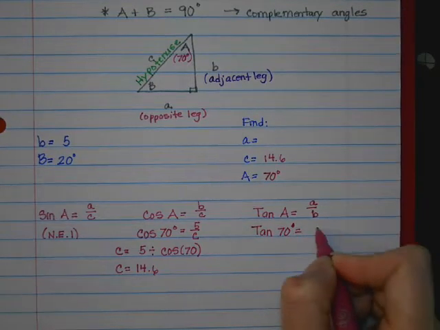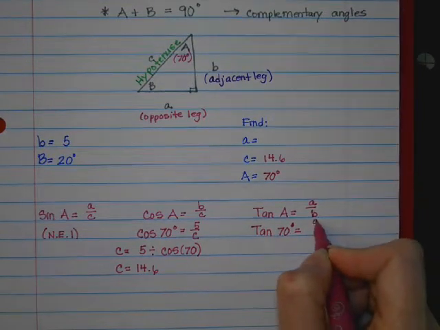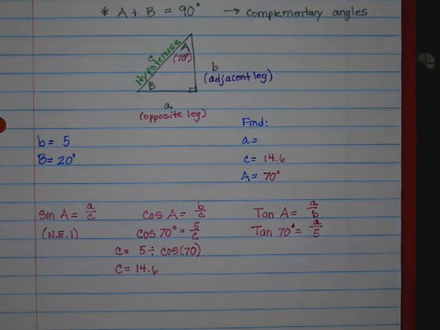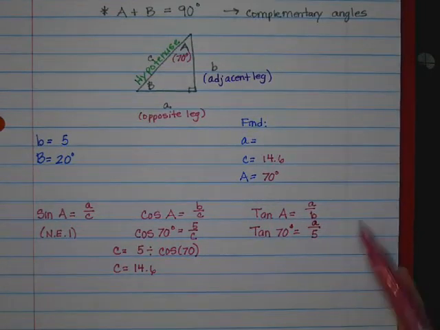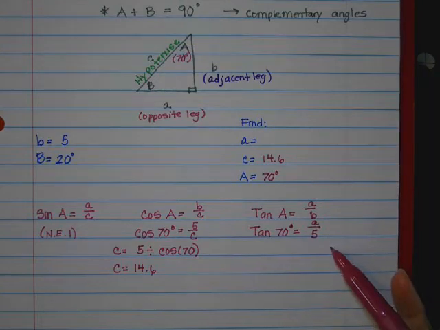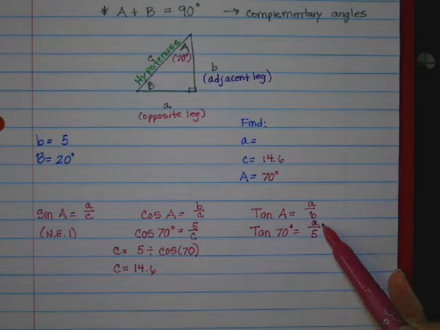And it's going to be equal to little a, which I don't know, over little b, which is 5. So this time, my variable is a. Is a located in the numerator or in the denominator? You're correct. It's located in the numerator. So if the variable is located in the numerator, we multiply.